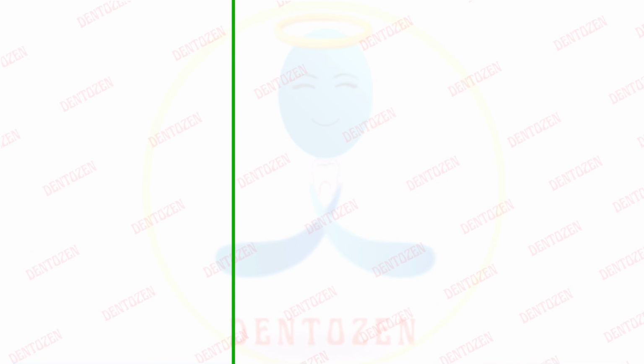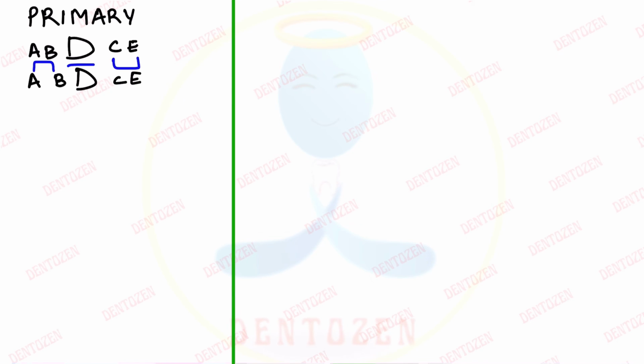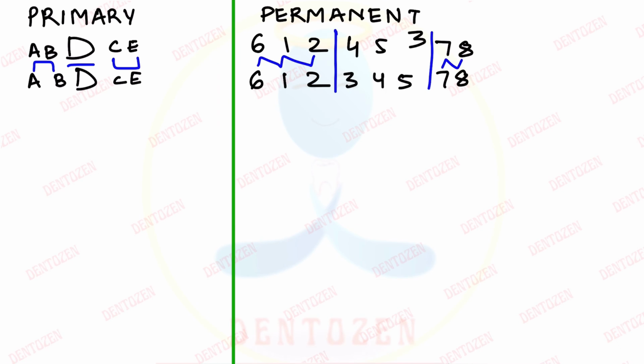Now how to write it in tabular form? Primary sequence ABDCE, ABDCE, following the curve, sad to smile. For permanent, the sequence 612 612, then 7878 in the last. For mandibular 345, and for maxilla 453, and they're following the zigzag pattern.